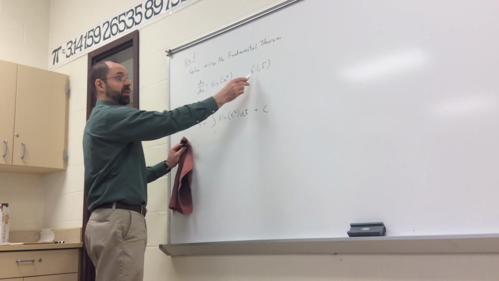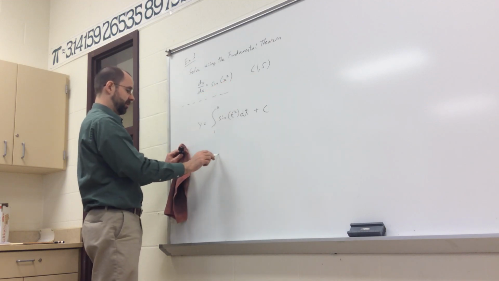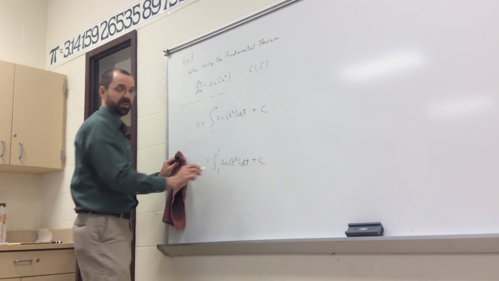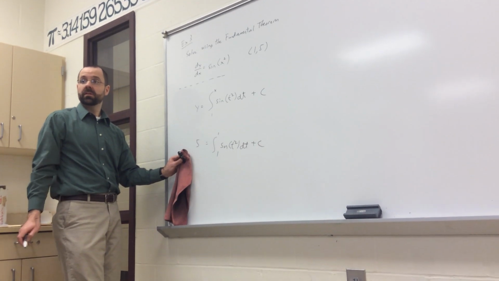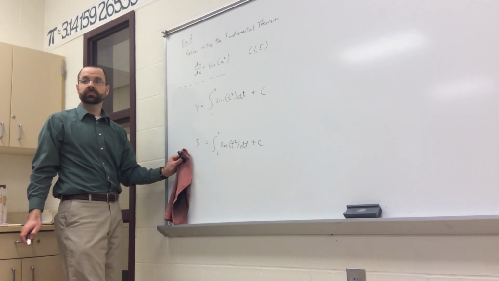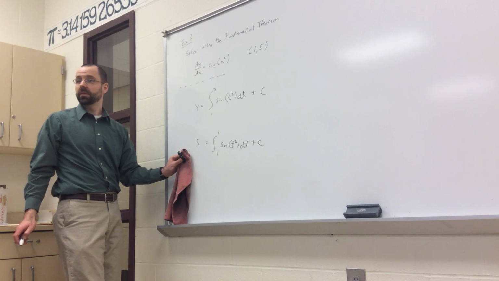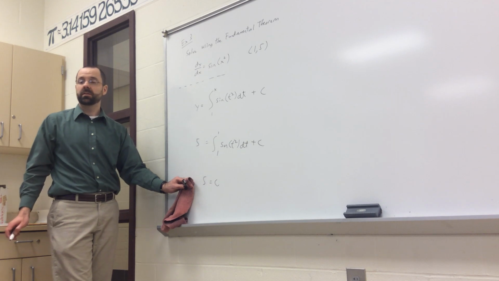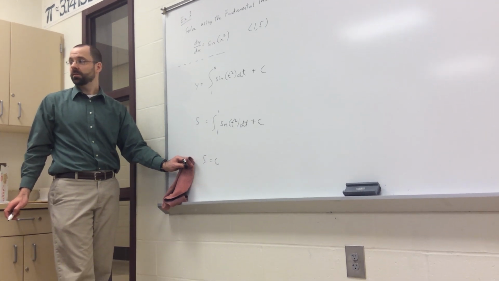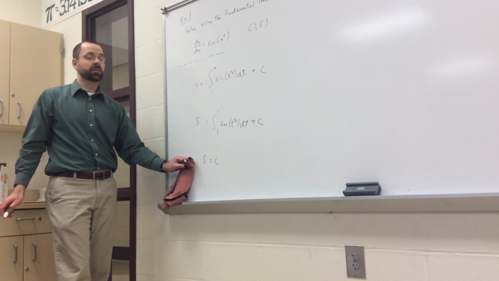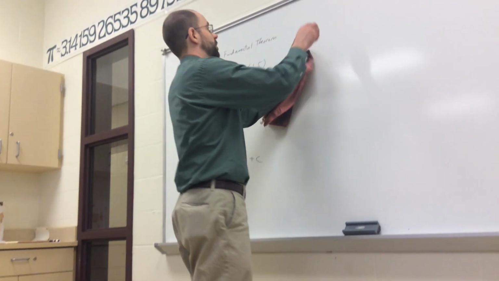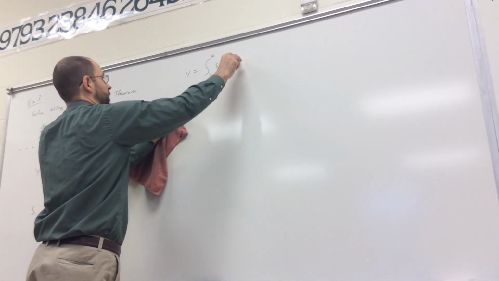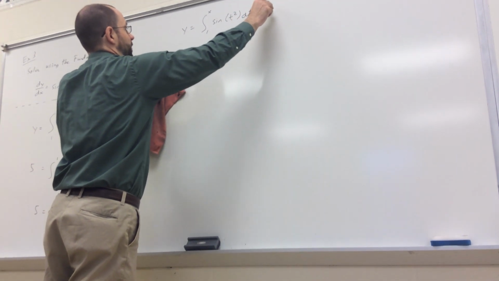Okay, so now when I plug a 1 in, I'm supposed to get a 5 out. So that means that C is 5. So then my final answer is y equals the integral from 1 to x of sine of t squared dt plus 5.